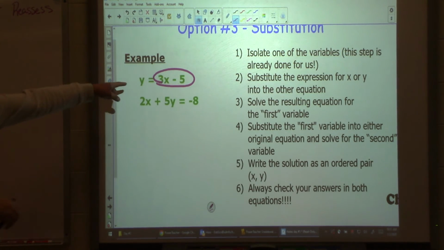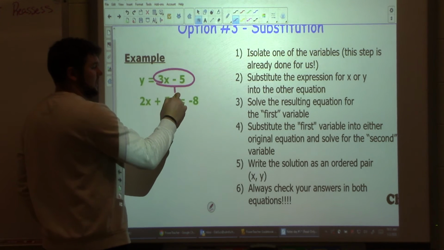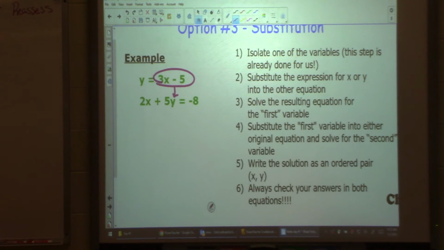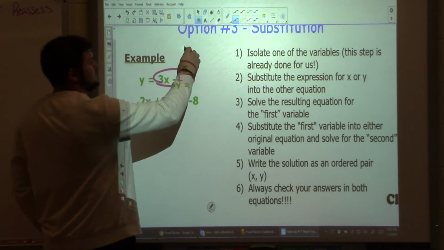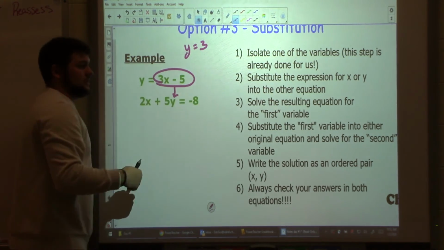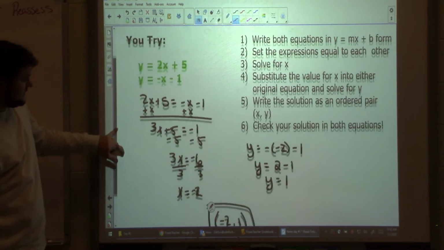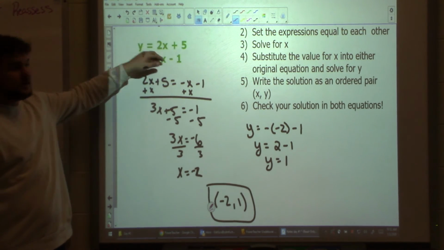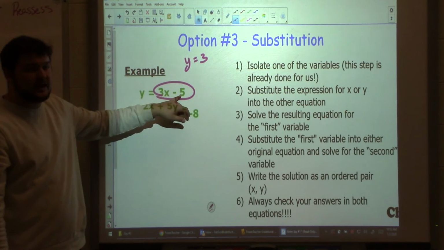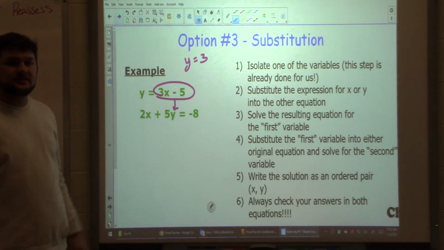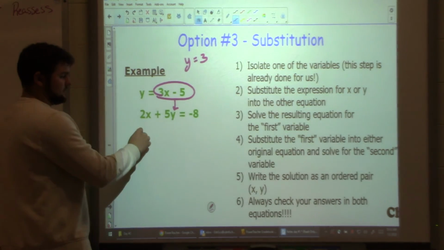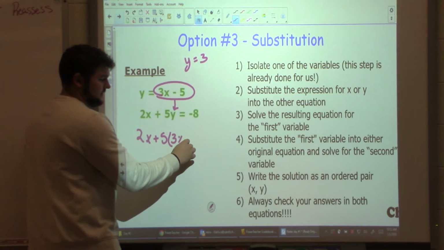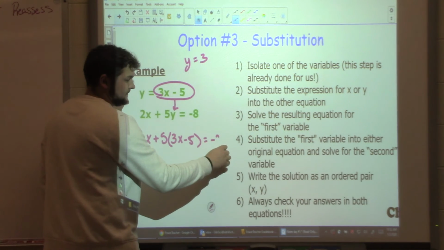So what I'm going to do in my other equation, I am going to substitute 3x minus 5 in for y. Just like you would if I said y equals 3, or like in this problem back here, we said x equals negative 2. We plug that in for x in one of our equations. We're doing the same thing with 3x minus 5. We're just plugging it in for y so we can solve for x. So it becomes 2x plus 5 times, and instead of y, it's now 3x minus 5, equals negative 8.